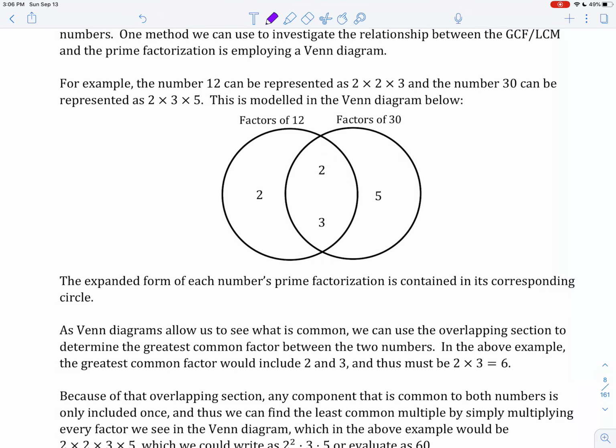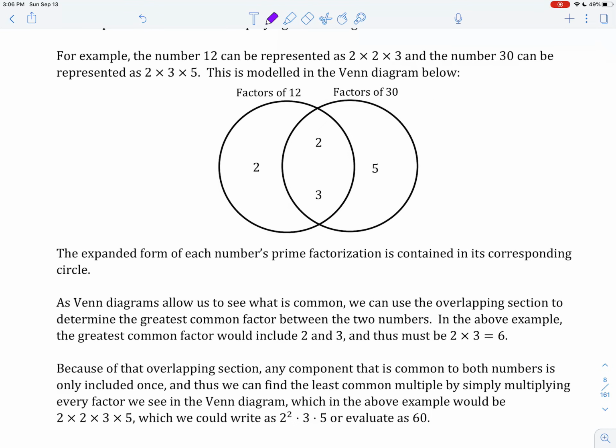If we want the least common multiple, then what we want is to include each one of these once. So our least common multiple is 2 times 2 times 3 times 5, everything we see in here. When we multiply that out together, we get 60. So that is our least common multiple.